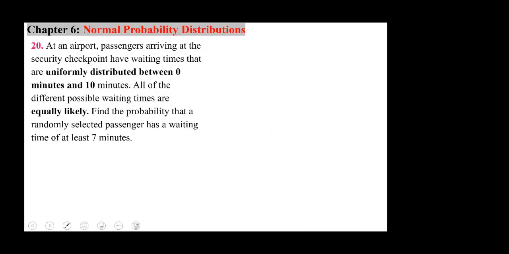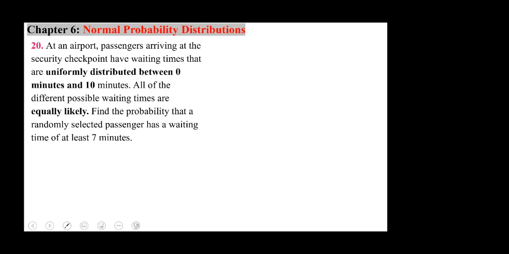At an airport, passengers arriving at the security checkpoint have waiting times that are uniformly distributed between 0 and 10 minutes. All of the different possible waiting times are equally likely. Find the probability that a randomly selected passenger has a waiting time of at least 7 minutes.